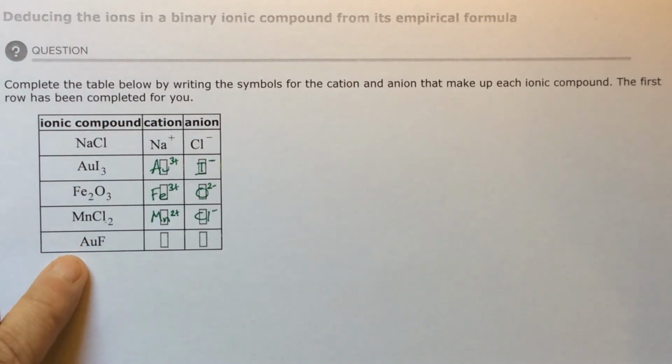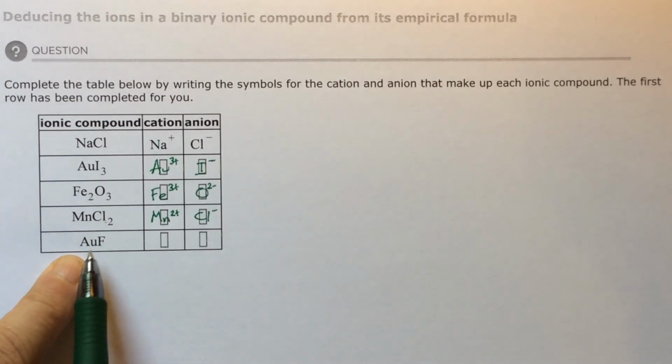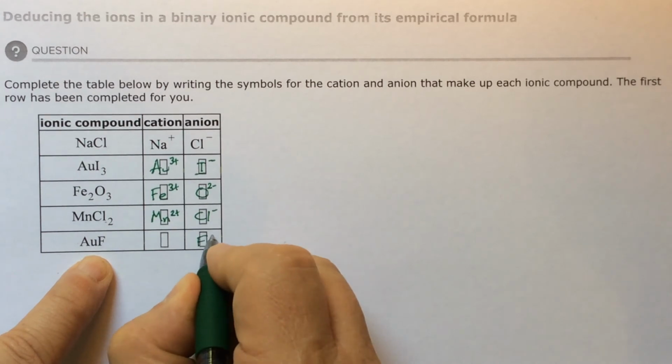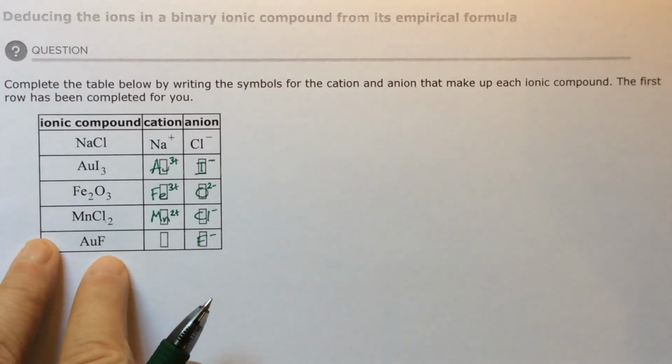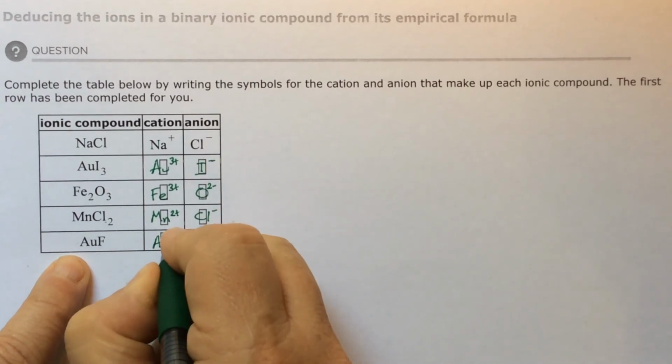And the last one is gold 1 fluoride. See, up here, gold was +3, but here it's going to be something different because fluorine is in group 7. It will steal 1, so it becomes -1. So fluoride is -1. I need 1 to balance this one, so this has to be gold +1.